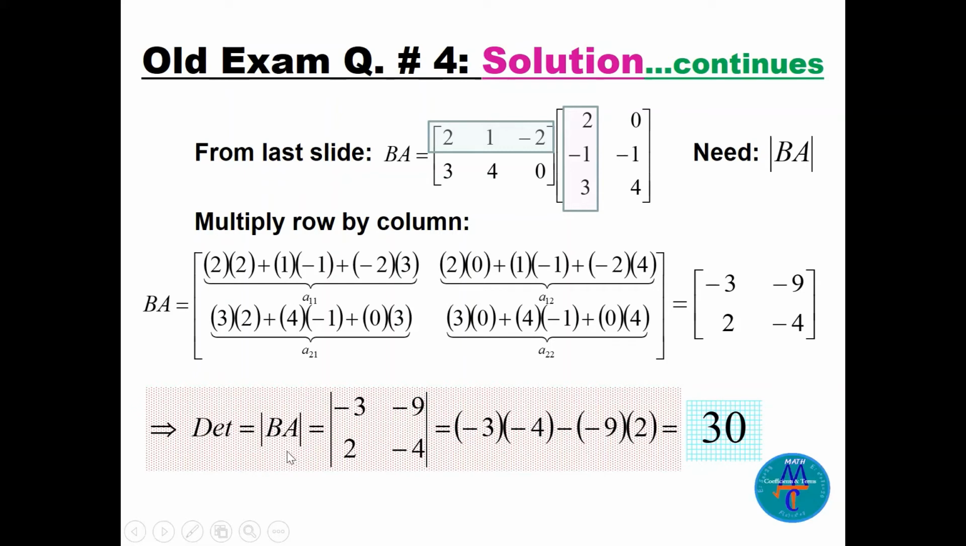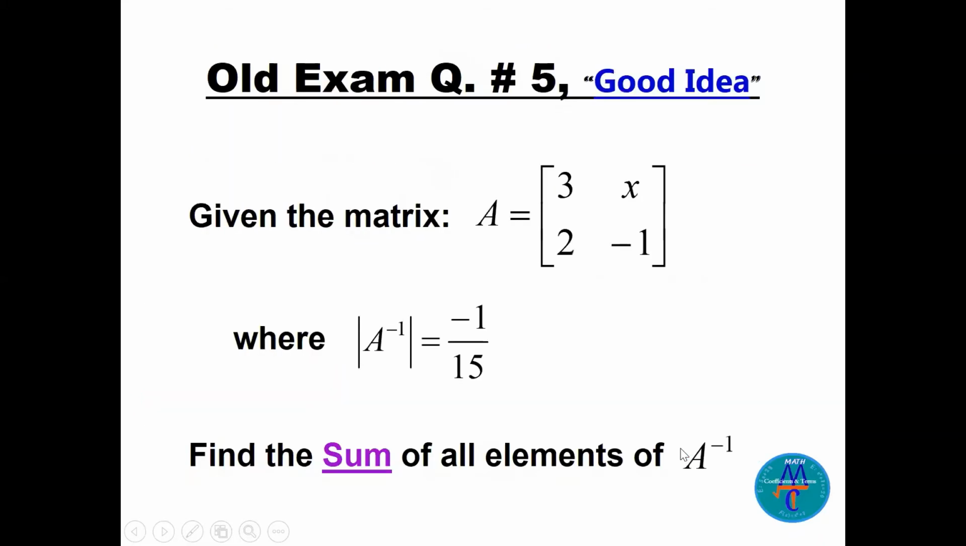Let's find the determinant of BA. So determinant of minus 3, minus 9, 2, minus 4, we multiply here. You get 12. And then minus, this one here will be minus 18. So 12 minus minus 18 will be 30.